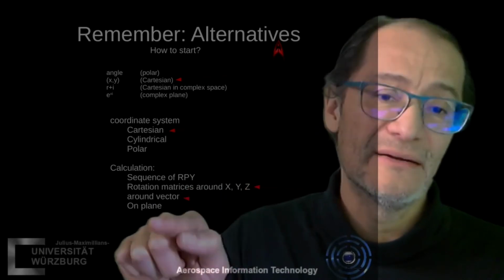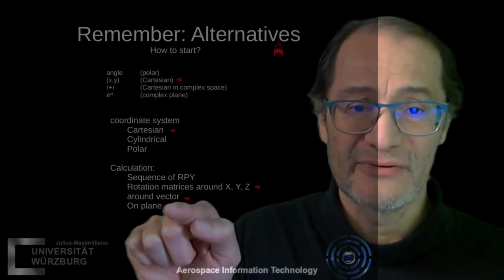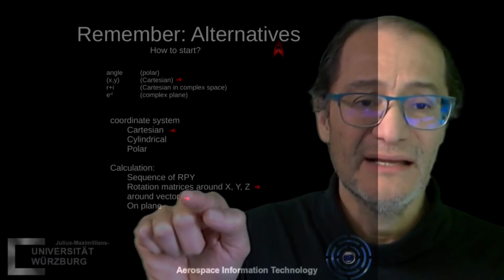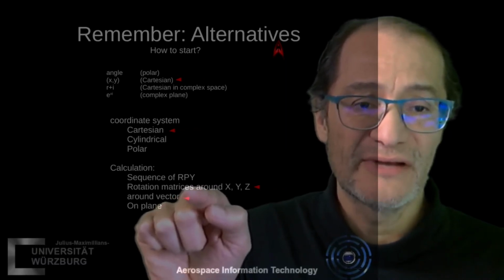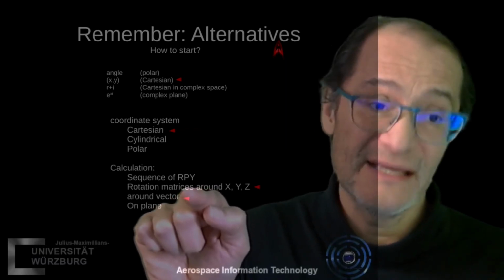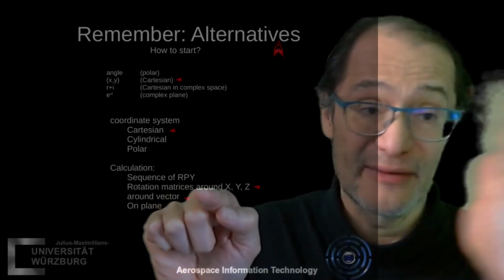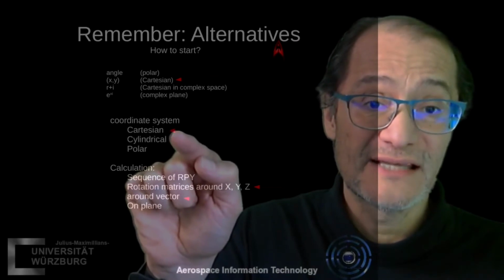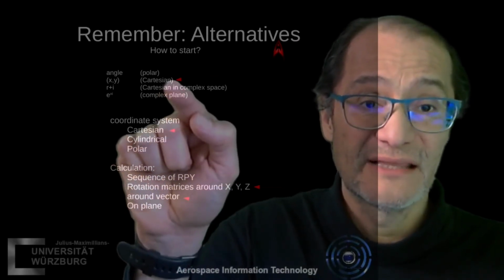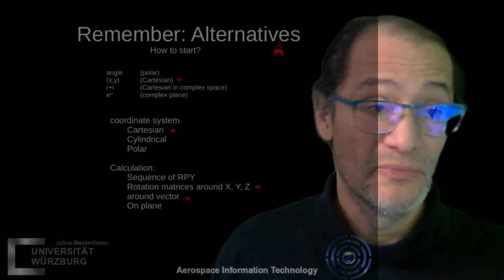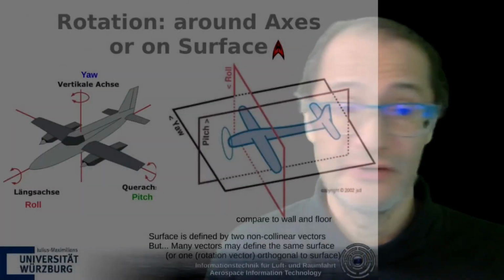Or calculations on the plane. But okay, our solution is: for calculations we use matrices with 3 axes, and quaternions on one axis, which can be arbitrary. We use Cartesian coordinate systems, and the representation of angles will be Cartesian too. Okay, this is our solution, what we are going to use.